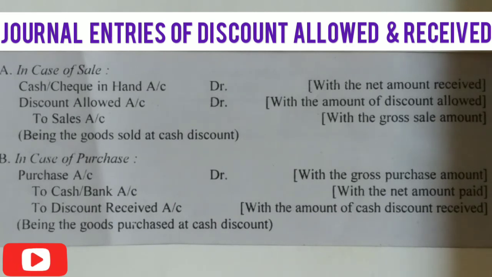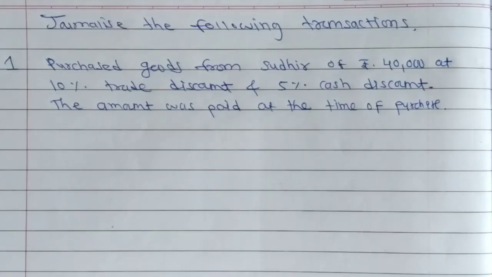So you must have understood the journal entries for discount allowed and discount received. The concept of discount allowed is applicable in case of sales, and when cash is received, at that time this entry will come. Discount received will come when the goods are purchased and when we make the payment of cash, at that time discount received will be recorded. Read this transaction.